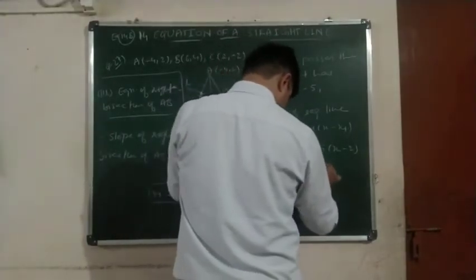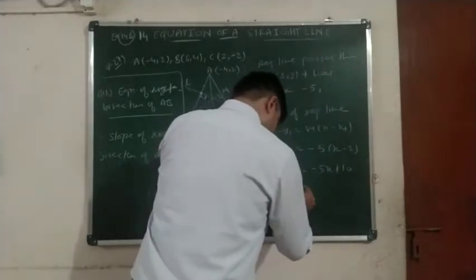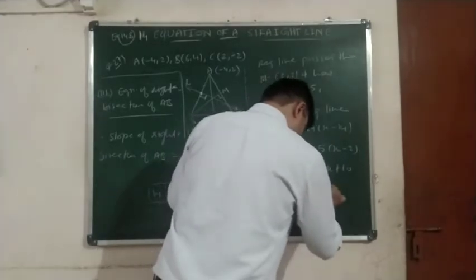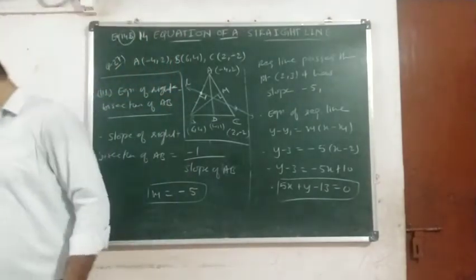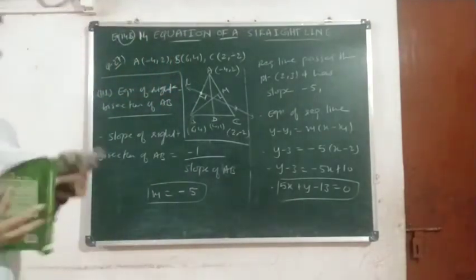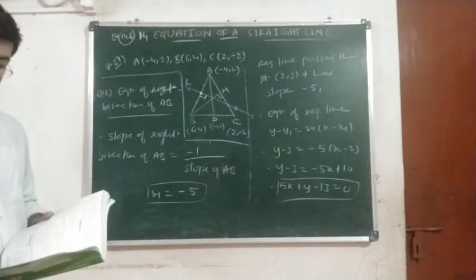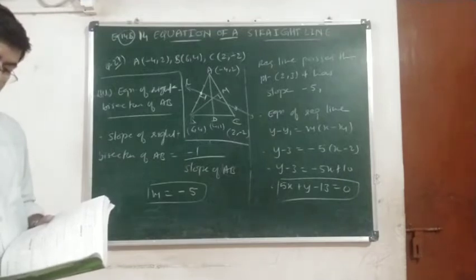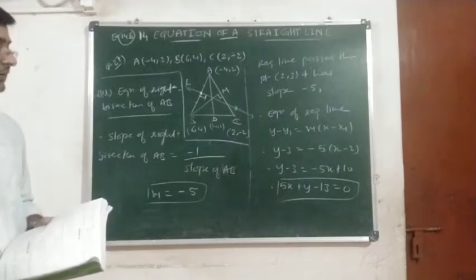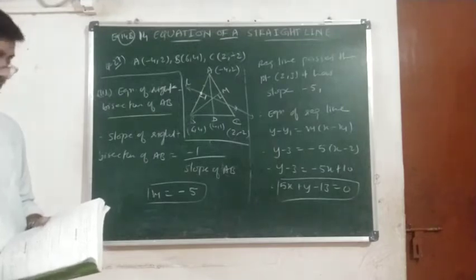Therefore y minus 3 is equal to minus 5x plus 10. Therefore 5x plus y minus 13 equals 0. This is the equation of the required right bisector of AB. Yes or no? Number 3, 5x plus y is equal to 13.